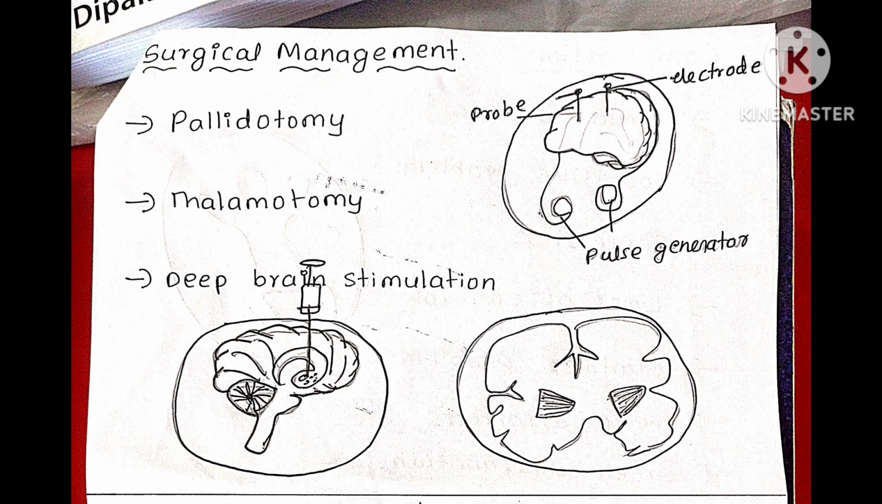Next, deep brain stimulation. In deep brain stimulation, a device is implanted in the patient, and after that the device delivers electrical impulses to the brain to decrease the motor symptoms.